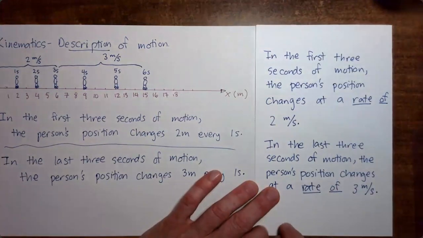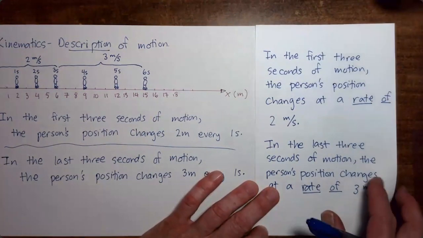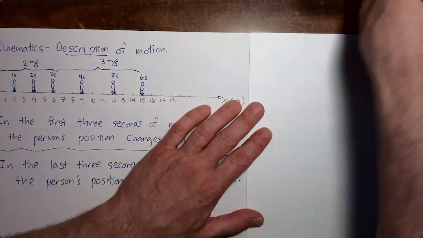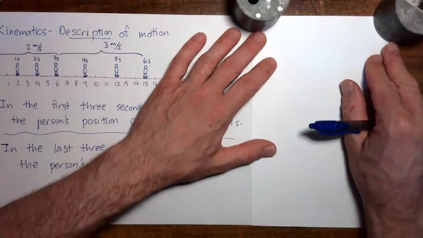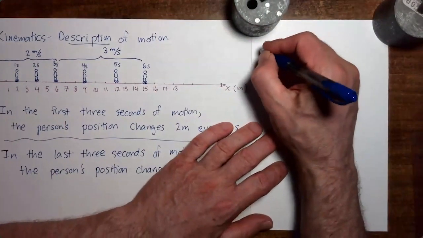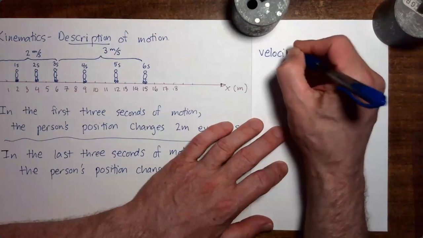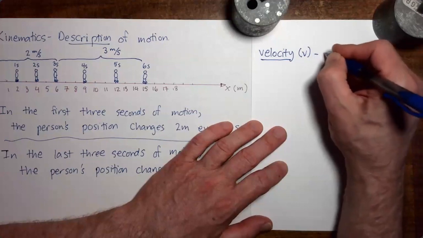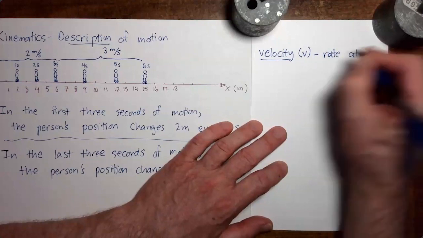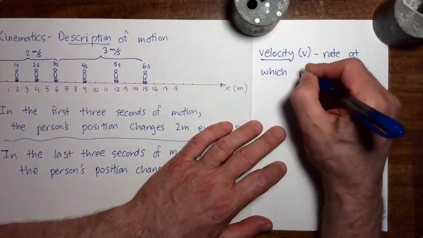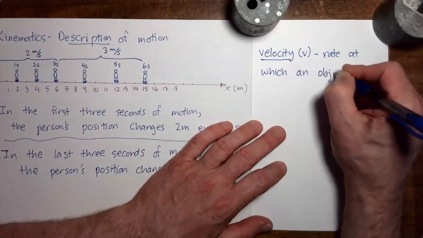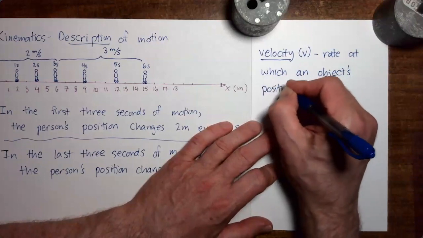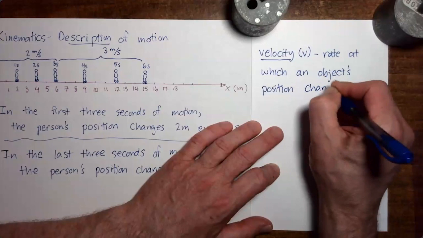We define the velocity to be the rate at which the position of an object changes. The symbol we will use for velocity is v. The velocity is the rate at which an object's position changes.